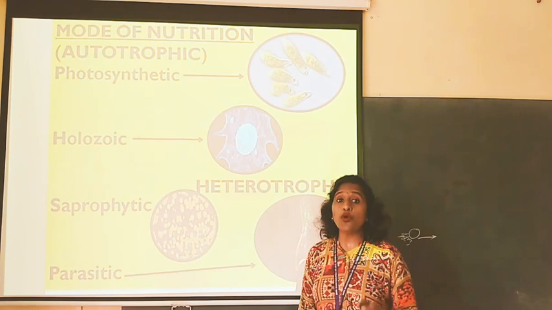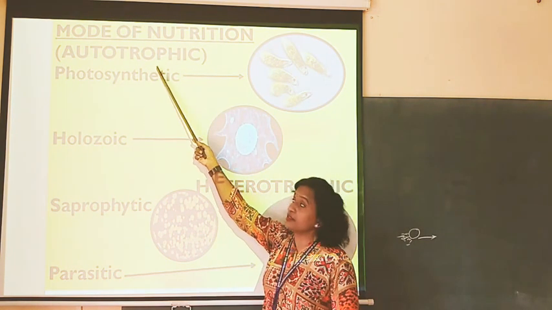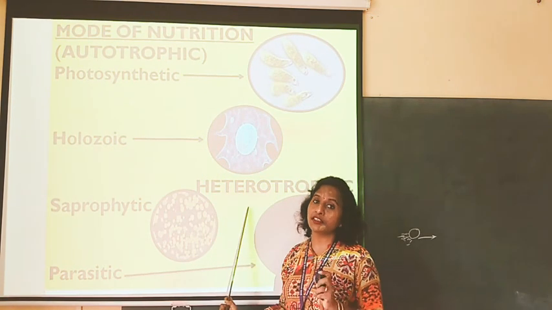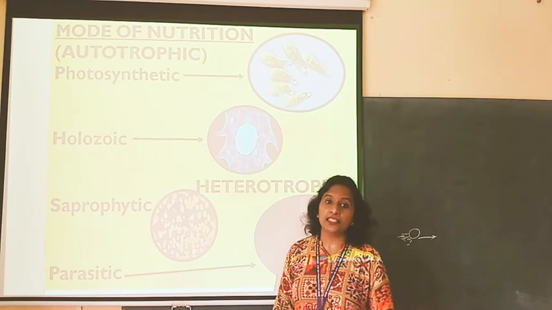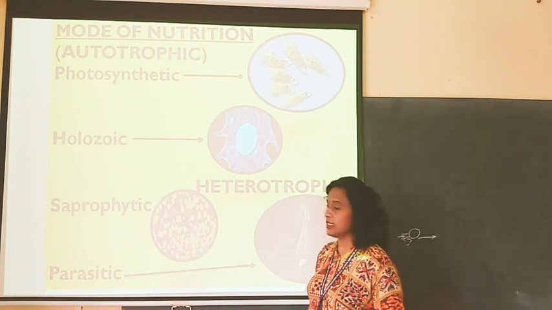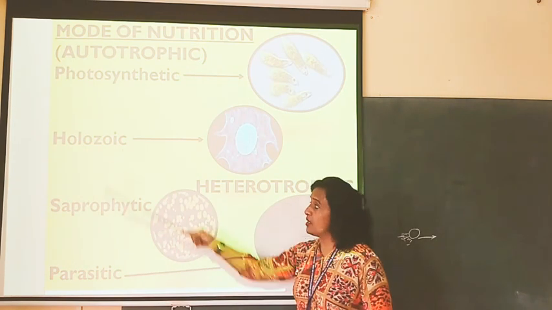Next is mode of nutrition. Nutrition can be autotrophic or heterotrophic type. Under autotrophic, they can be photosynthetic in nature. So they can prepare their own food. They have chlorophyll pigment in them. Heterotrophic are of three kinds.